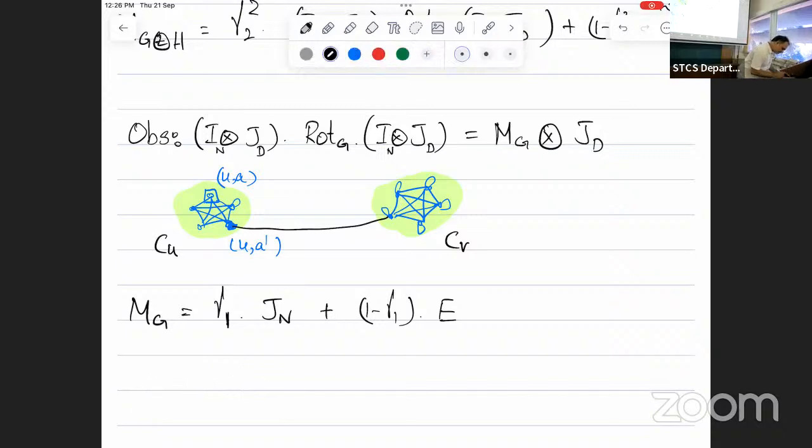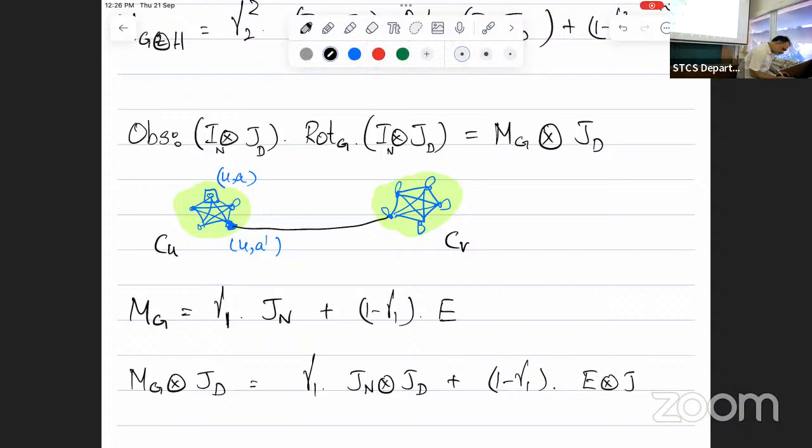I'll write M_G tensor this game. This is nothing but gamma 1 times J_n tensor J_D plus 1 minus gamma 1 times E tensor J_D. And E tensor J_D, I'm now going to call it, I don't know, E tilde tilde something. It's some other error matrix that also has spectral norm at most 1. So that should not be surprising.